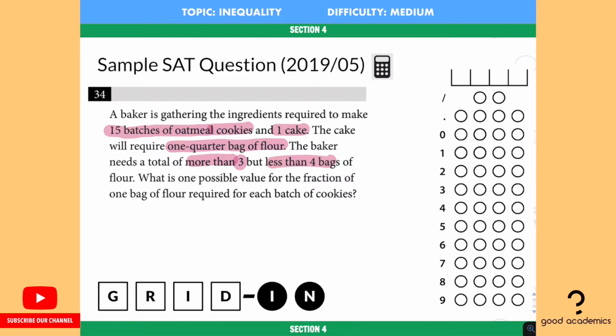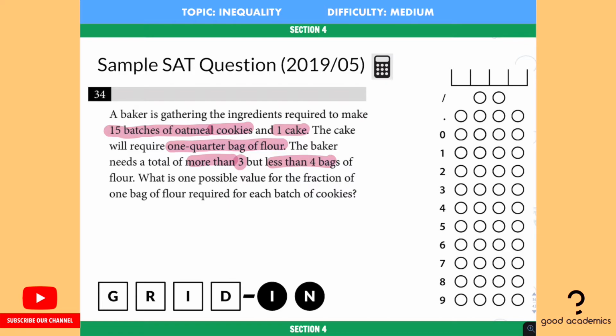The difficult part of this problem is that there are a lot of pieces, and you have to really understand how these pieces all come together. The cake is kind of distracting, so it's very important that we get the cake out of the way first, because we want to focus on the cookies. And we know that the cake is going to require 1/4 bag of flour.